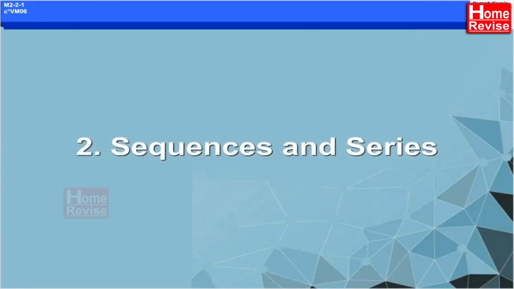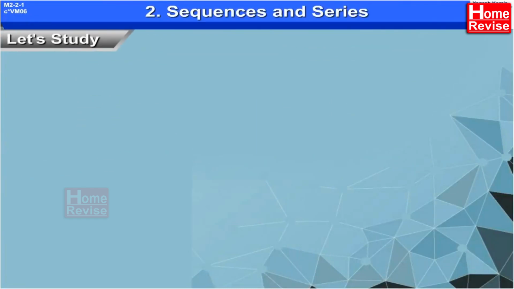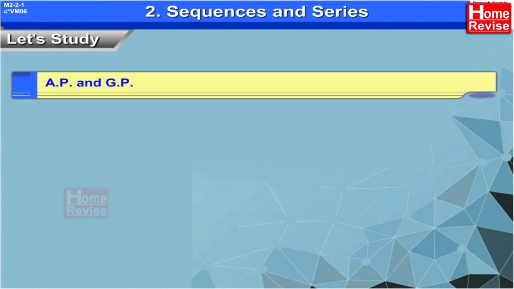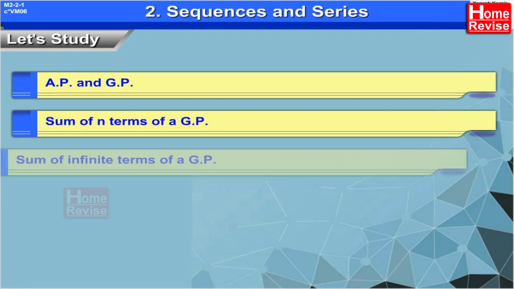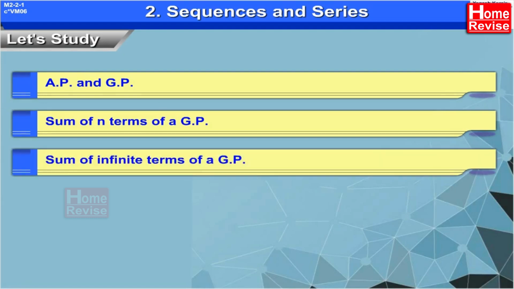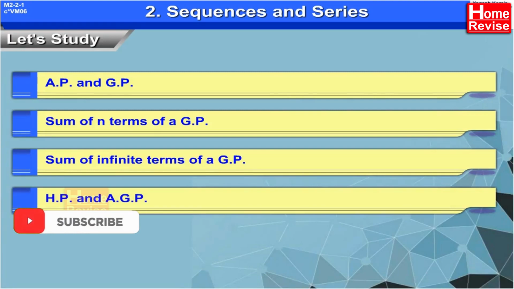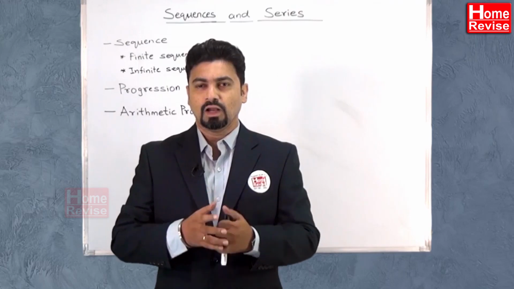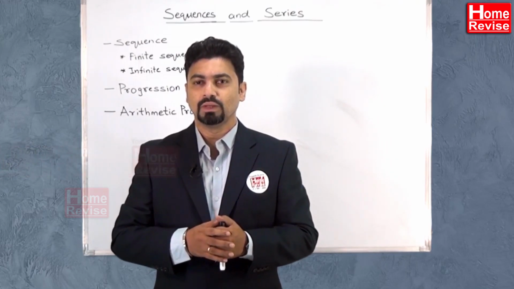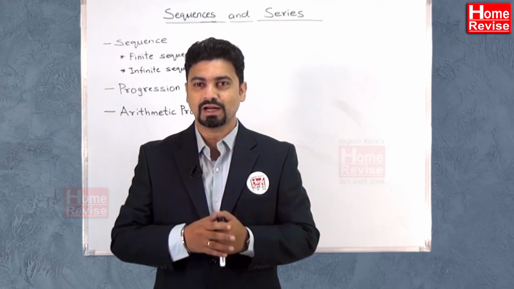Chapter number 2, Sequence and Series. Let us study. In this chapter, we will study Arithmetic Progression AP and Geometric Progression GP, sum of n terms of a GP, sum of infinite terms of a GP, harmonic progression and arithmetico-geometric progression AGP, and arithmetic mean, geometric mean and harmonic mean. Hello students, today we will begin with the second chapter of Maths 2 Standard 11th, that is Sequences and Series.